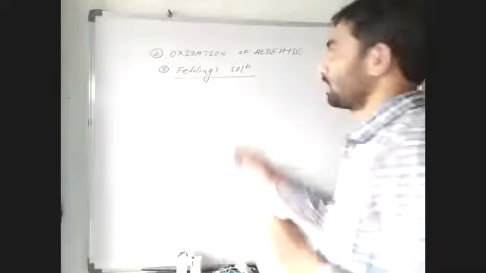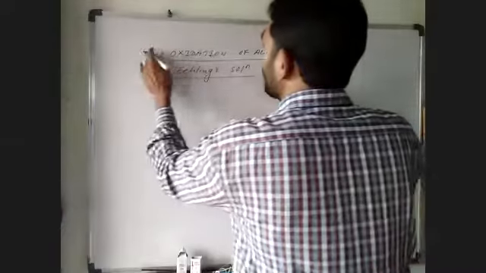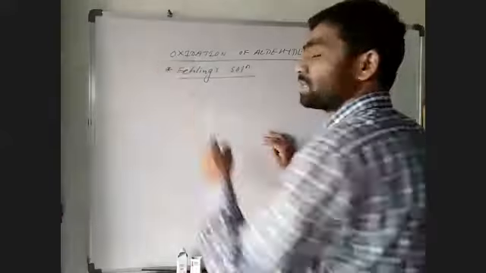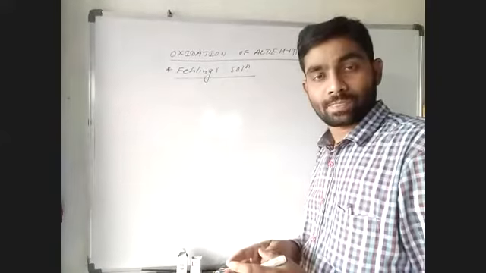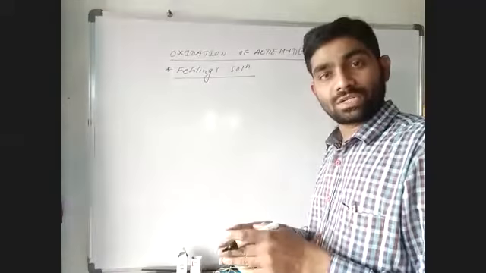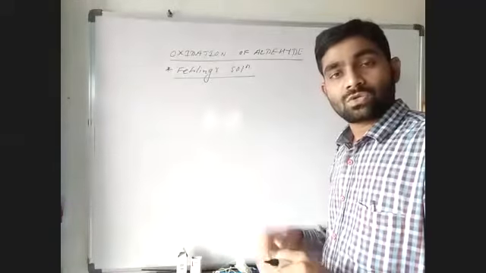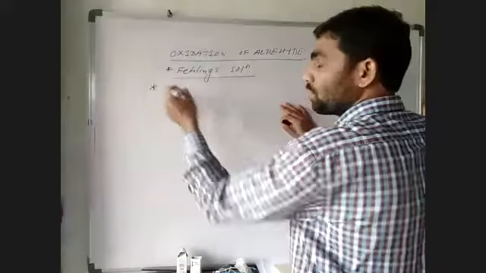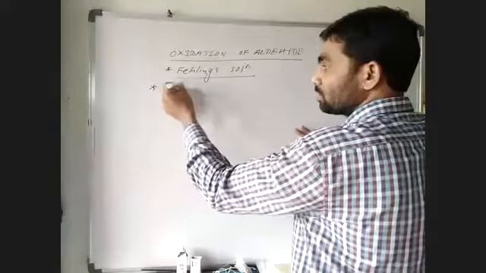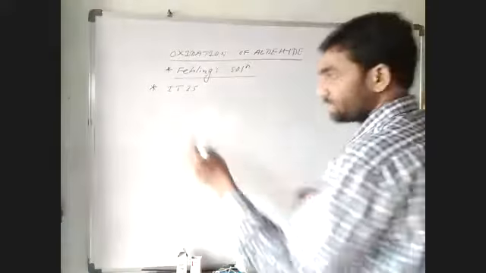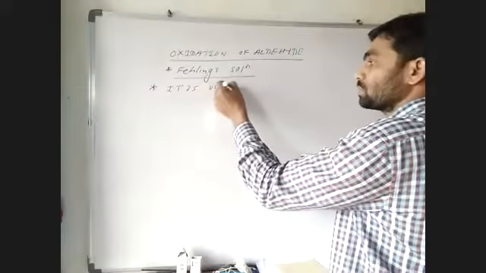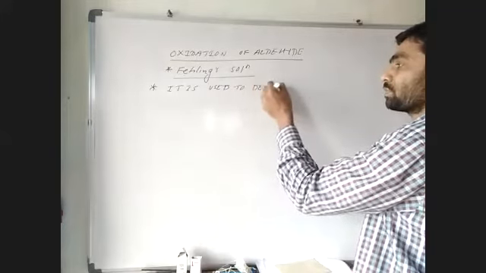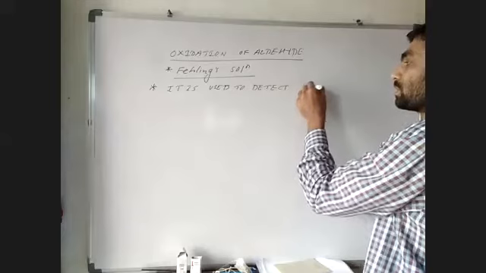Now see, here we are discussing oxidation of aldehyde, and under that we are using the Fehling's solution. What is the use and how it functions, we can judge. So remember, Fehling's solution is used for the detection of aldehyde. Write it: it is used to detect the CHO group.